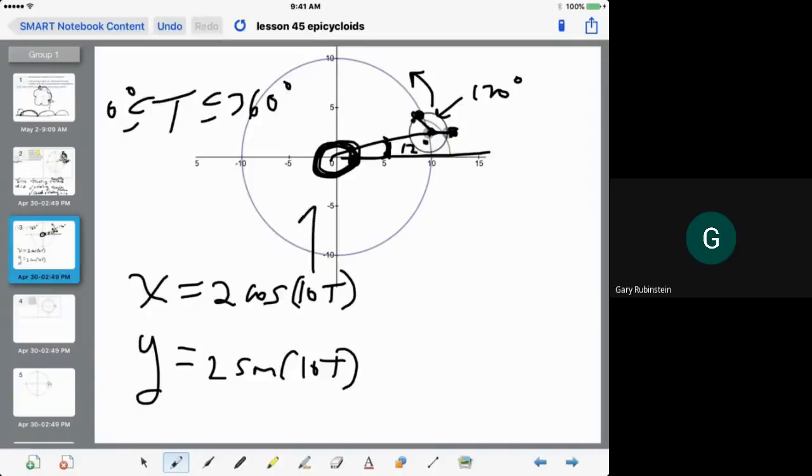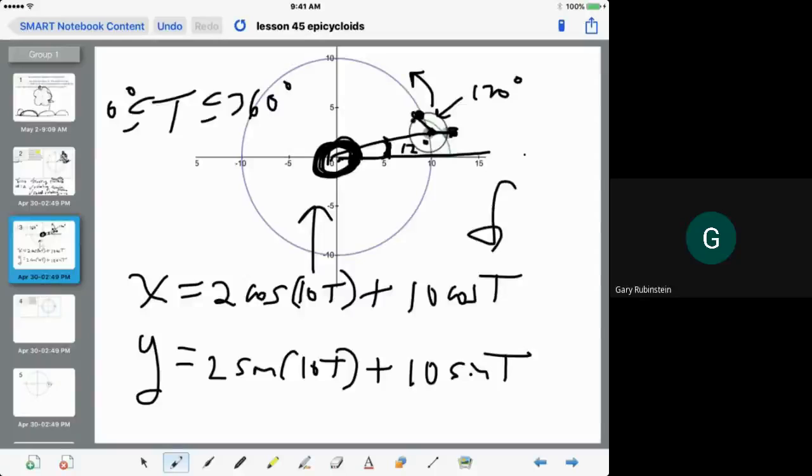But that's the equation if the circle were located at 0, 0, and just that point was going around and around. But the center is moving also. So the way the center moves, well, the center itself has its own equation. That's 10 cosine t, 10 sine t. That's the center itself moving. So the center just makes a circle with radius 10.